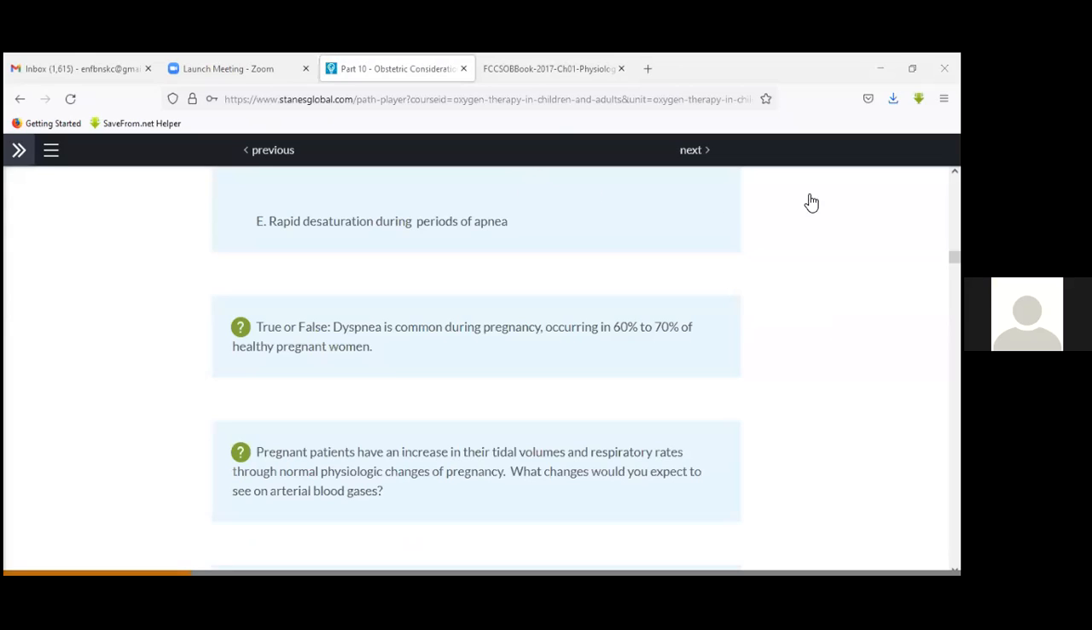So the next question has been pasted on the chat platform. The next question is true or false? Dyspnea is common during pregnancy, occurring in 60 to 70% of healthy pregnant women. So is it true or false? Let's see the answers in the next 30 to 45 seconds. Please write it in the chat box.